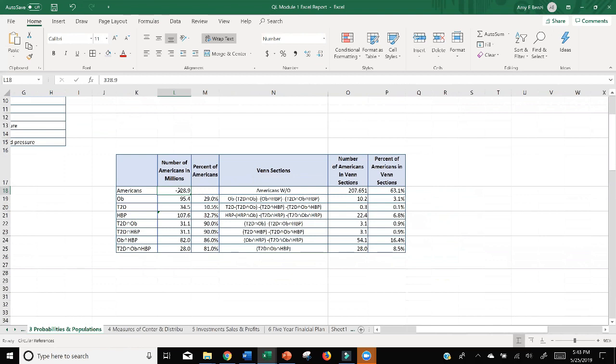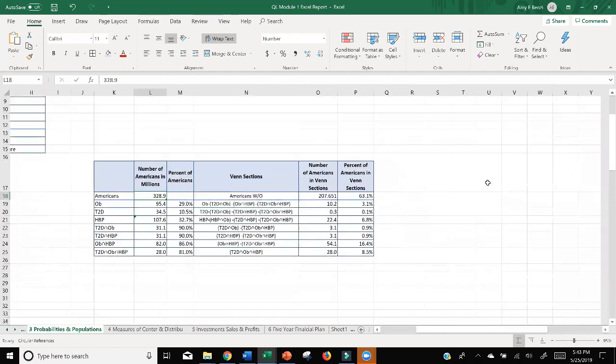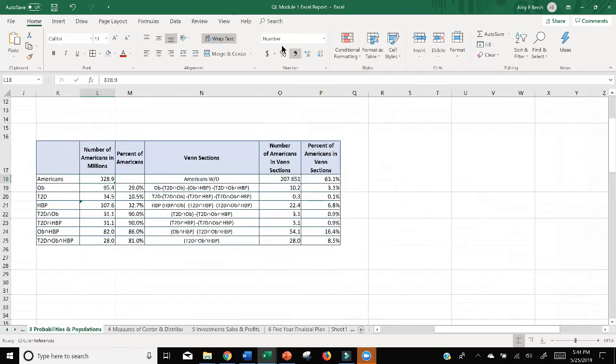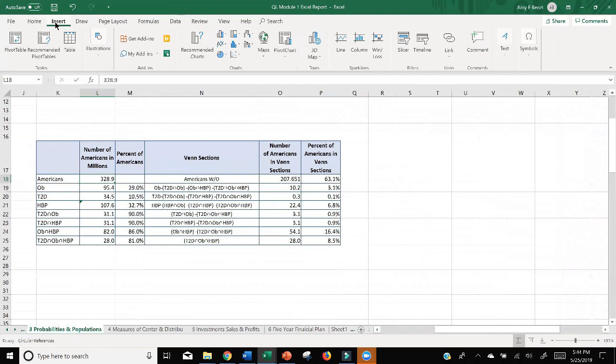So either way, it's still 29%. All right, guys, we are ready to insert our Venn diagrams. So I am going to insert an illustration, and that is going to go to SmartArt right here.